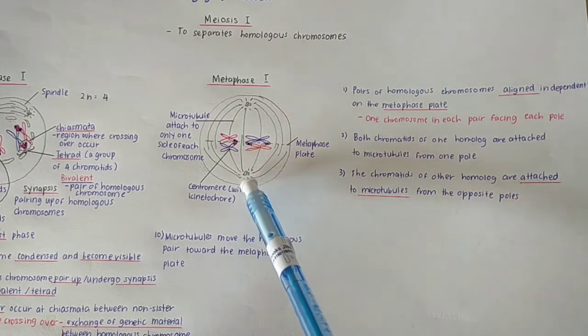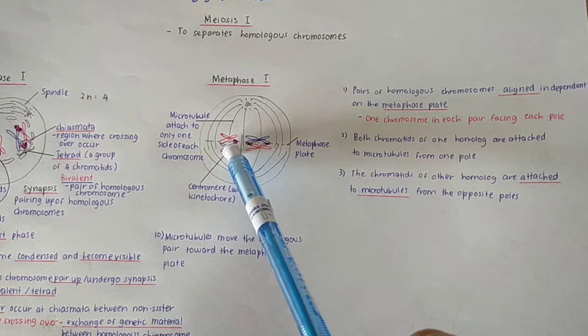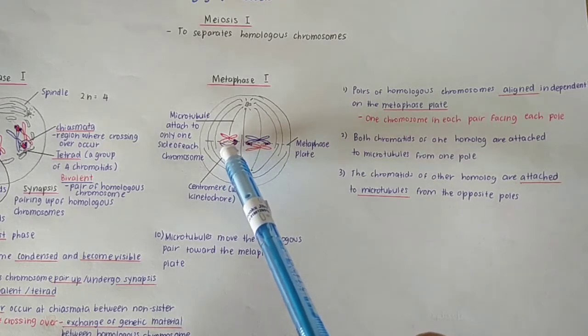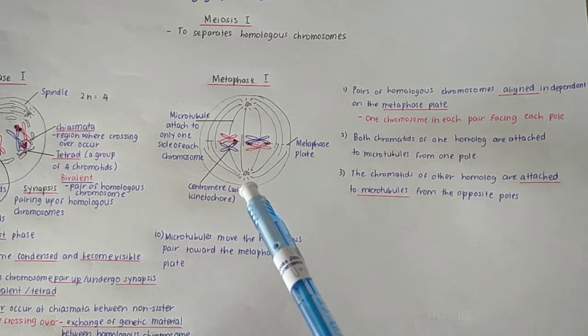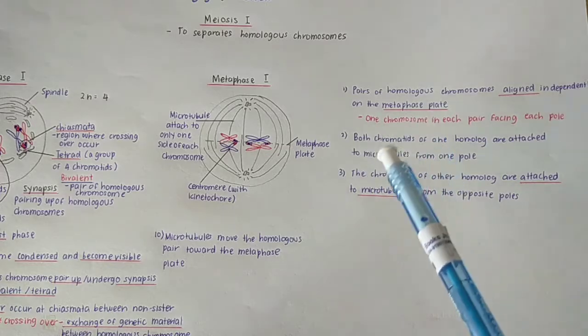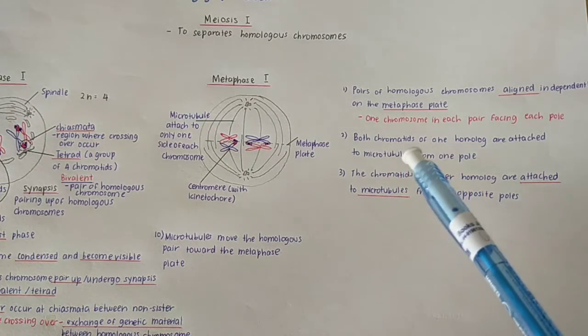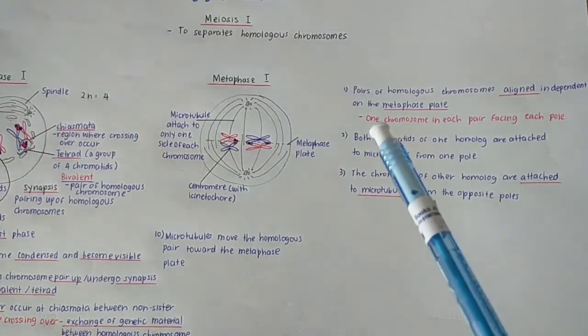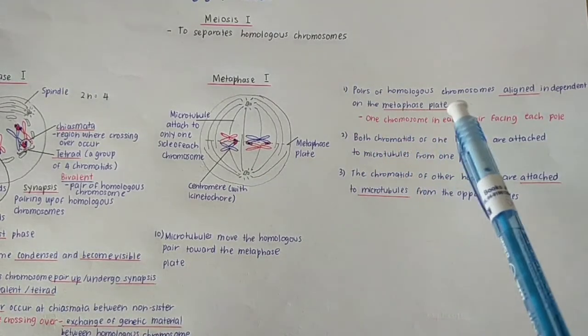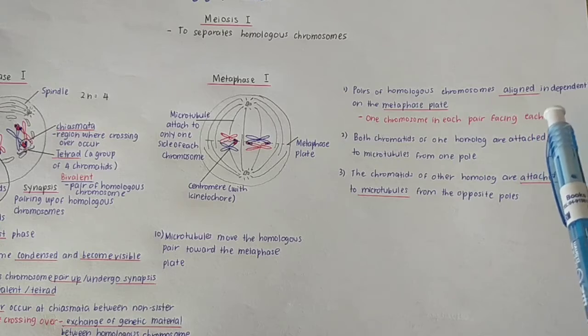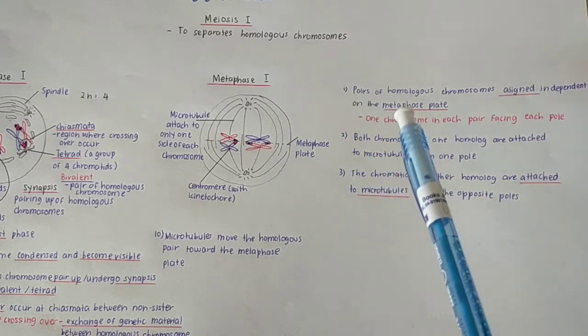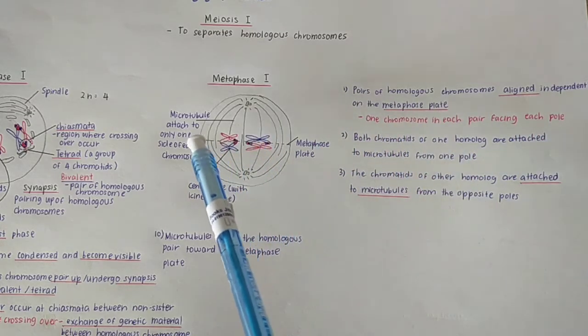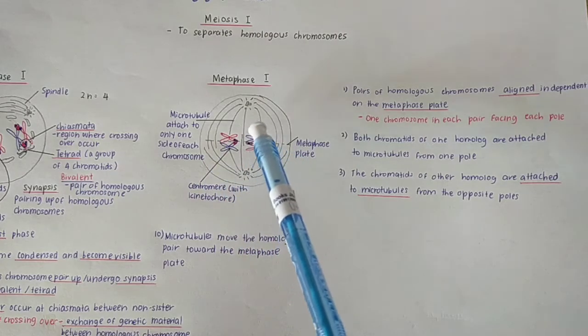Okay, yang ni adalah microtubule that attach to the centromere of this chromosome. Okay, and then if you look at the events, kita tengok dulu the chromosomal behavior during metaphase 1. So what happened? Pair of homologous chromosome align independently on the metaphase plate. Okay, so what happened to this homologous chromosome here?